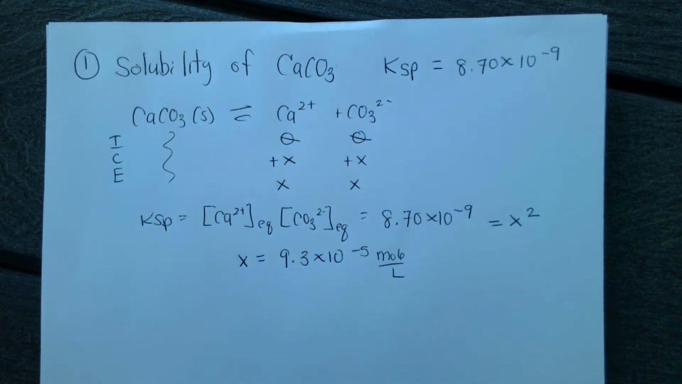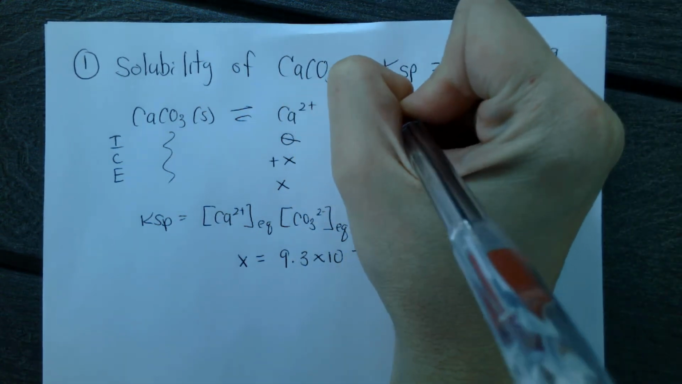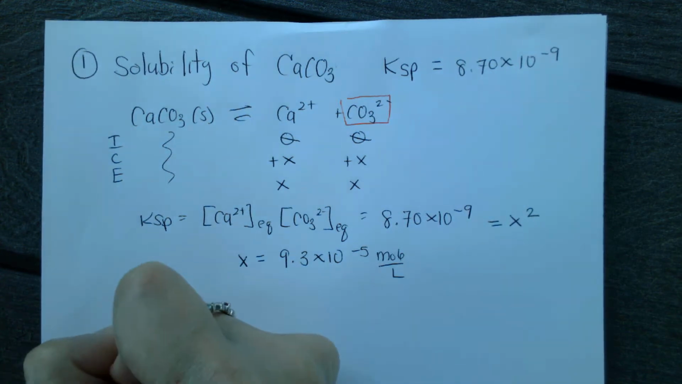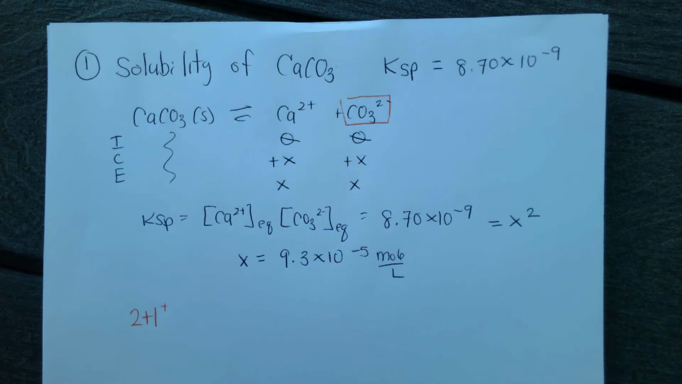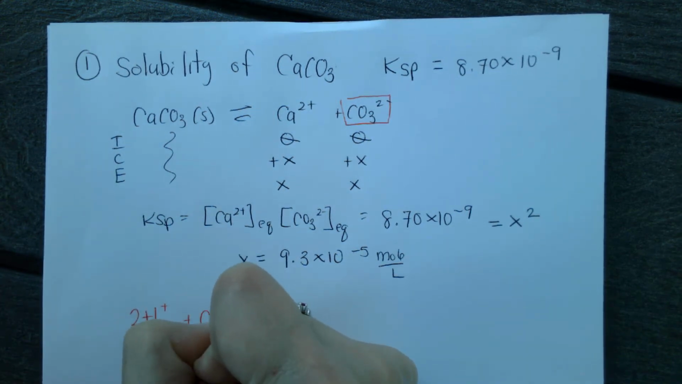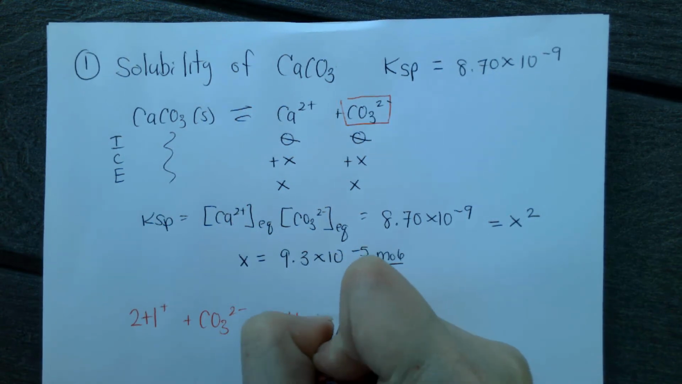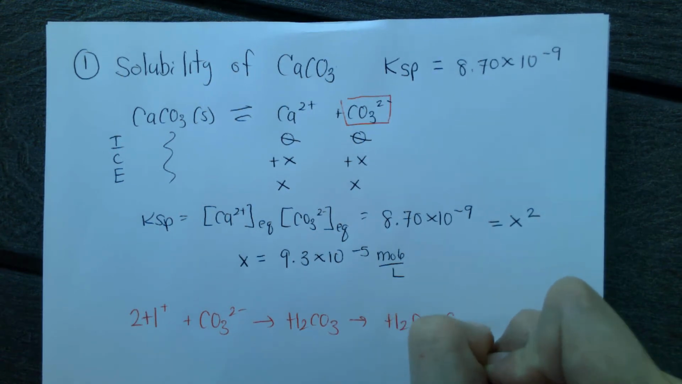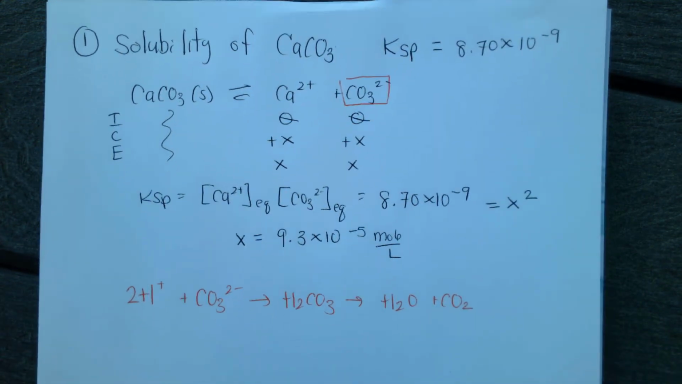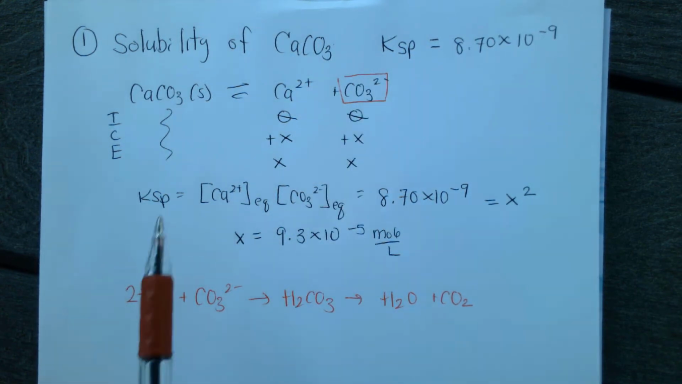Calcium carbonate is one of the things whose solubility is affected by pH. The main culprit there is carbonate. If you recall, in acidic conditions, H plus plus CO3 2 minus will give us H2CO3, which will give us H2O and CO2. So we have something like acid that can react with carbonate.